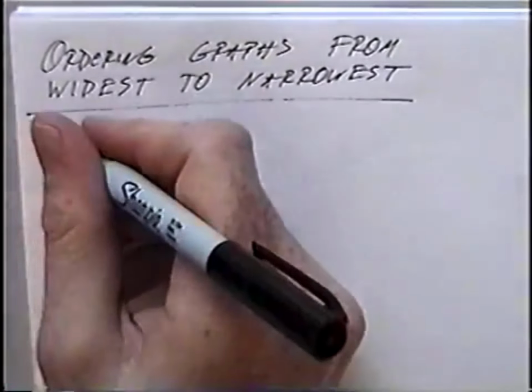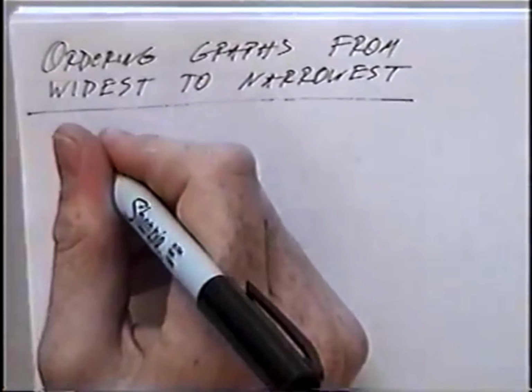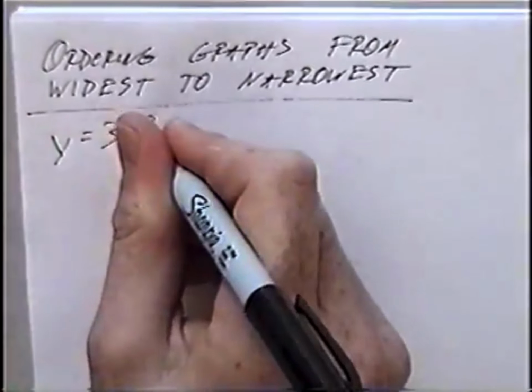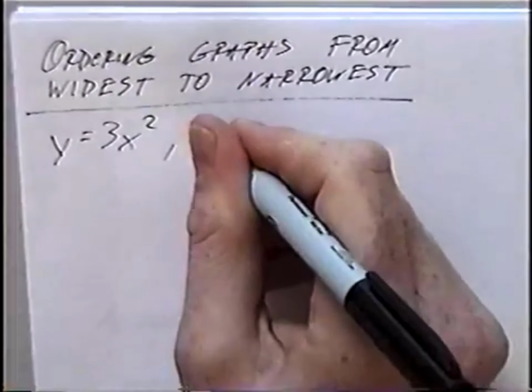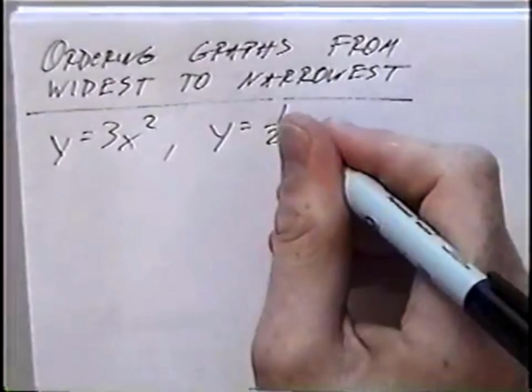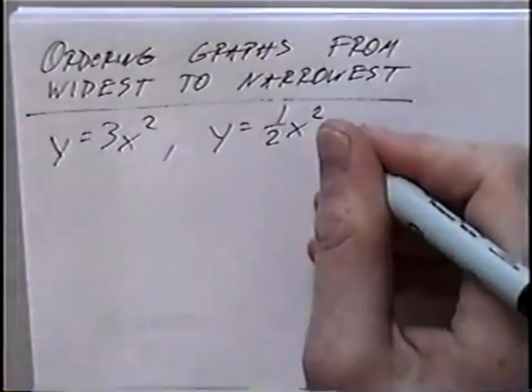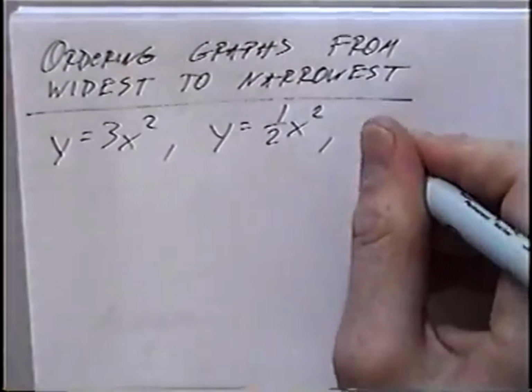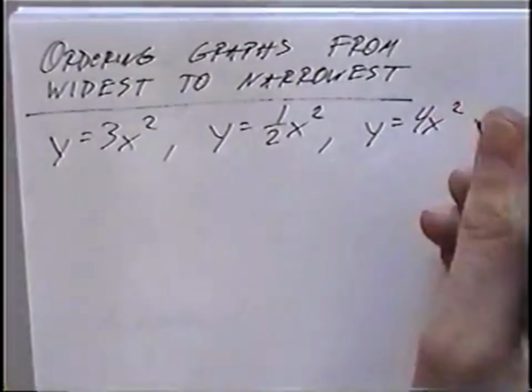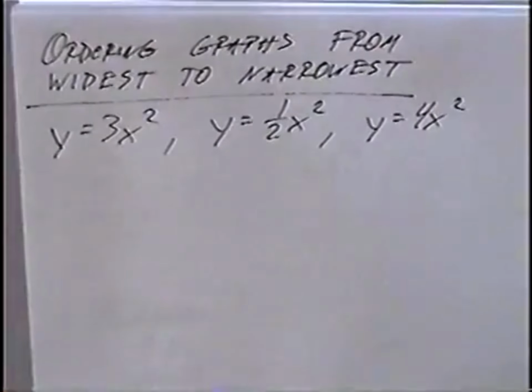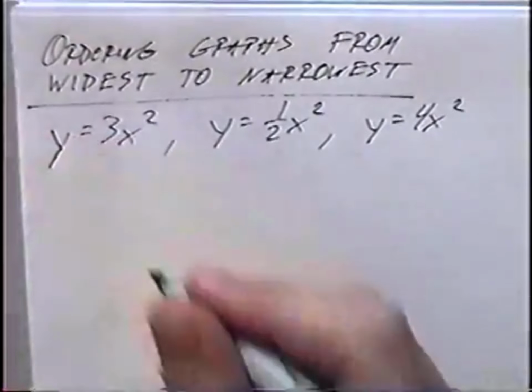The 3 graphs we'll do for the first problem. y equals 3x squared. Second graph, y equals 1/2 x squared. And the third one, y equals 4x squared. Each of these graphs will be a parabola shape.